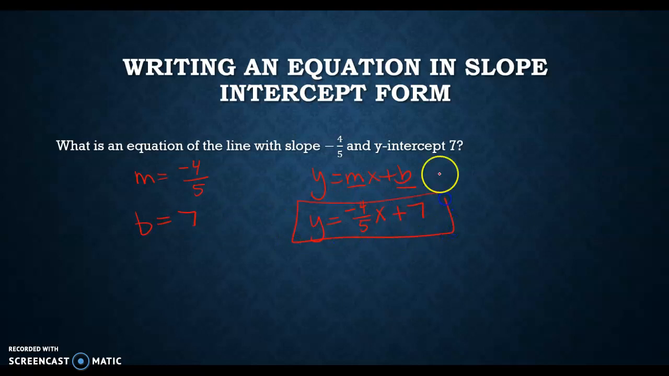And that's it. I find my slope, I find my y-intercept, I put them into their proper places. Done. That is it. Moving on. Next video, we're going to talk about what we do if we're given a graph and how we find those pieces. So I will see you there.